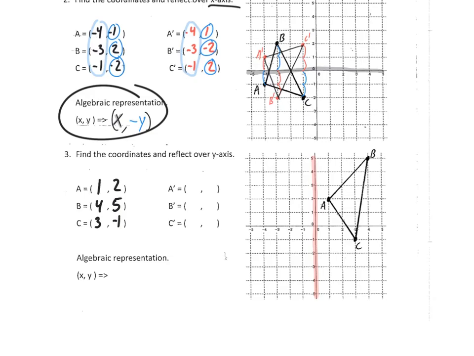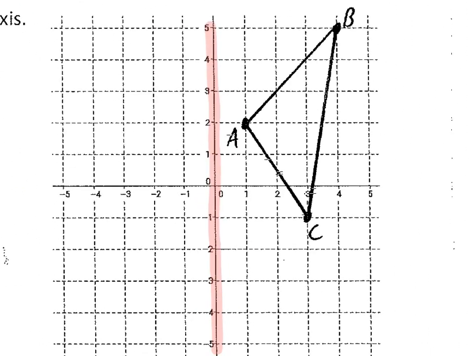Now, to find my primes, we're going to do it the same way. I'm going to reflect them. I'm going to see how far away they are from the axis. So A is 1 away from the axis. So I'm going to make it 1 away on this side. This will be A prime.